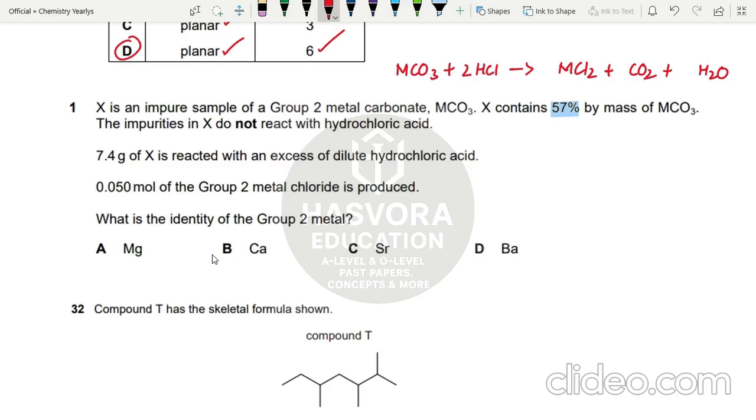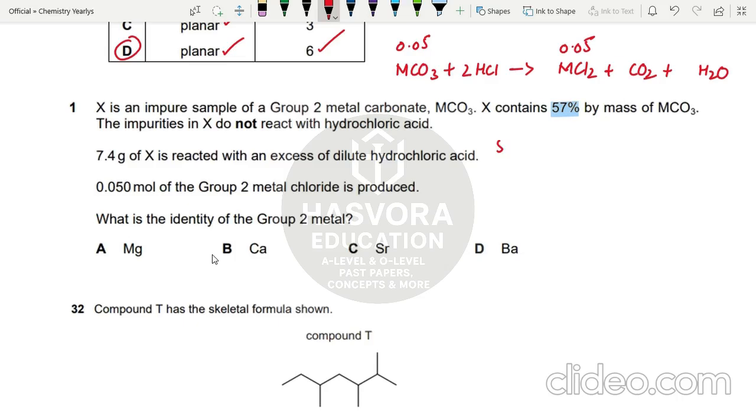So now we can just work out the moles. So they have told 0.05 mole is produced. So now if we check that the molar ratio between the carbonate and the chloride is 1 to 1, so this will also be 0.05 mole. Now they have given us 7.4 gram of X is reacted and 57% of it is the carbonate.